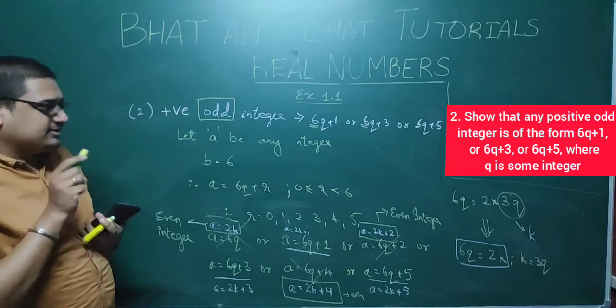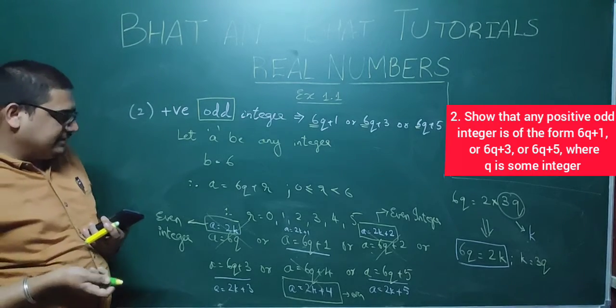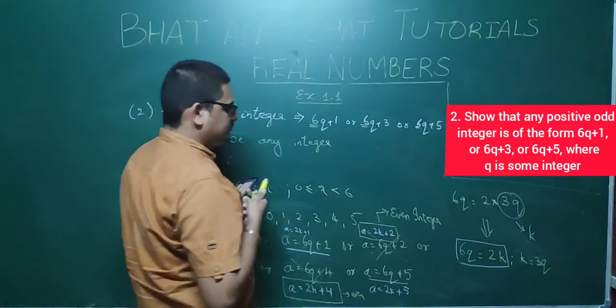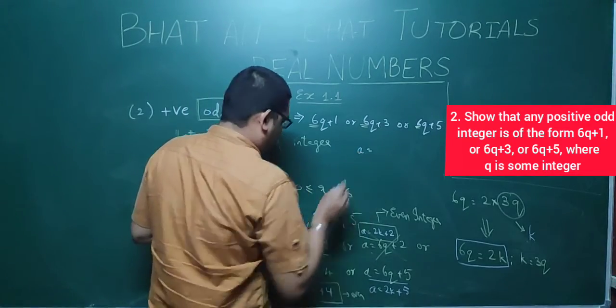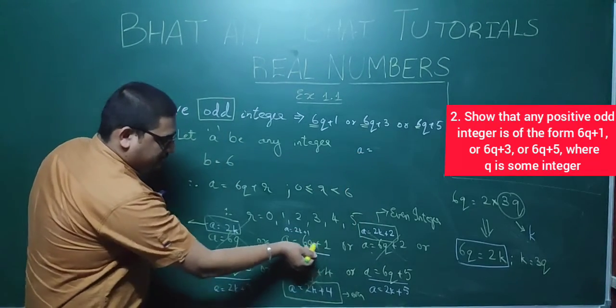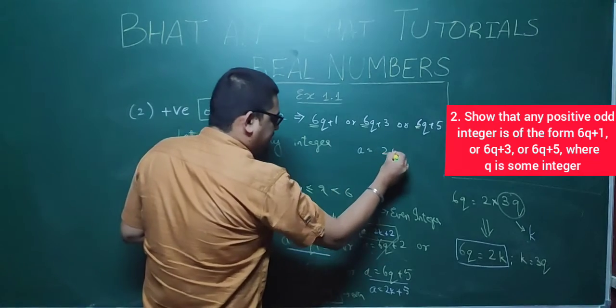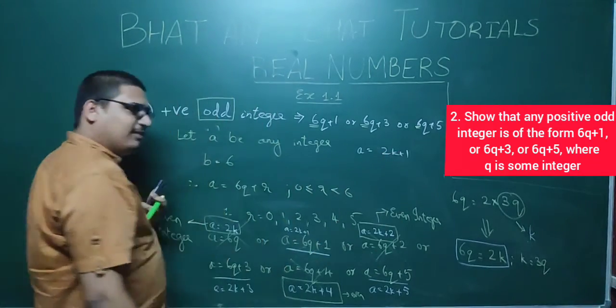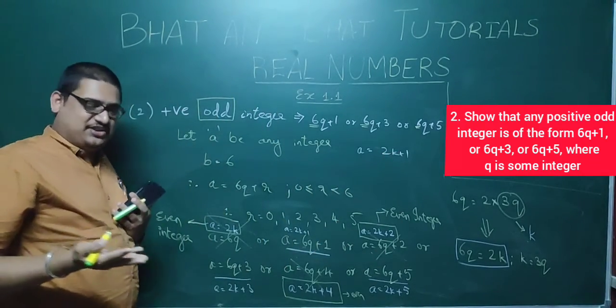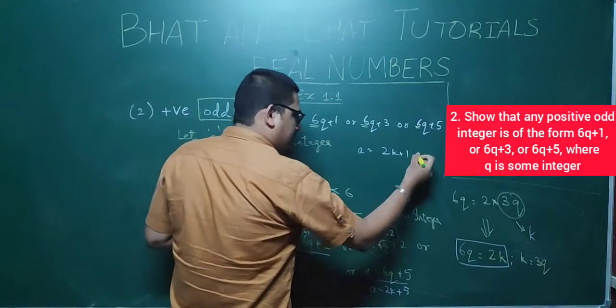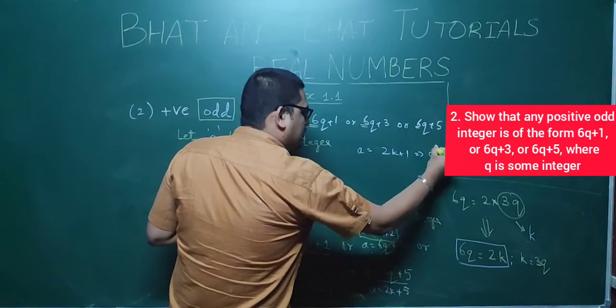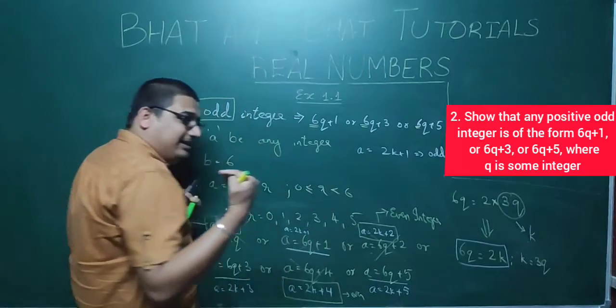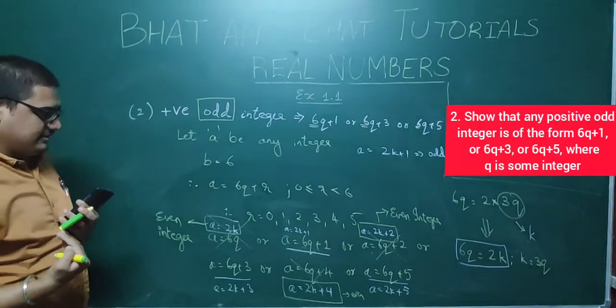Now let's observe the other three parts. What are we left with? We are left with a is equal to 6q plus 1, which has come out as 2k plus 1. Now 2k is an even integer. To that if I add 1, it becomes odd. That is the way of converting an even integer into an odd integer.